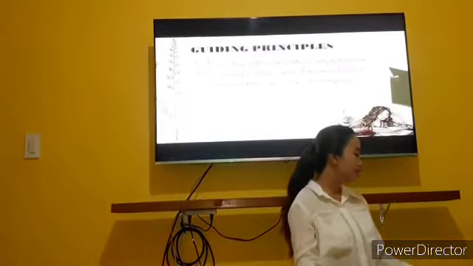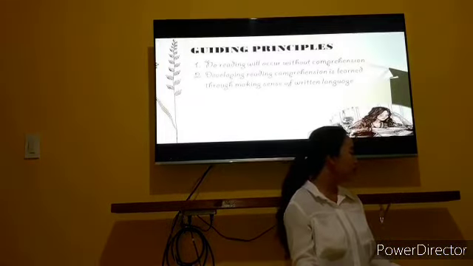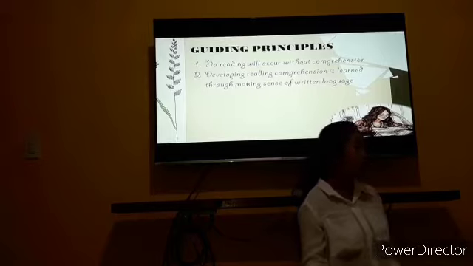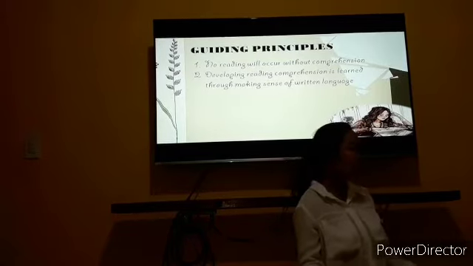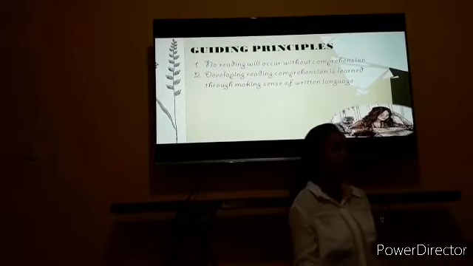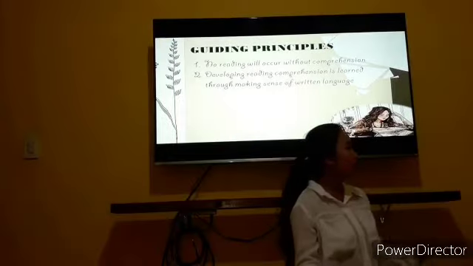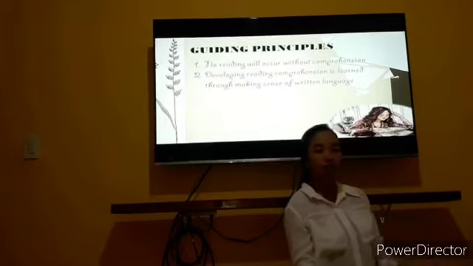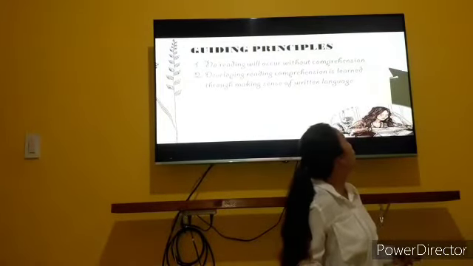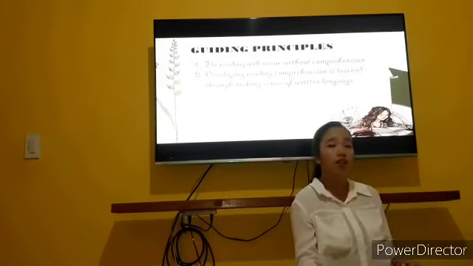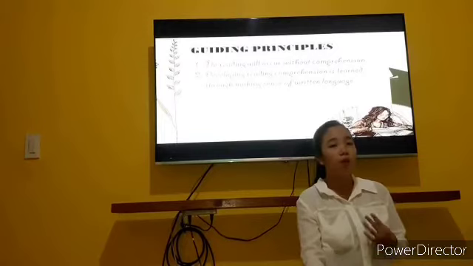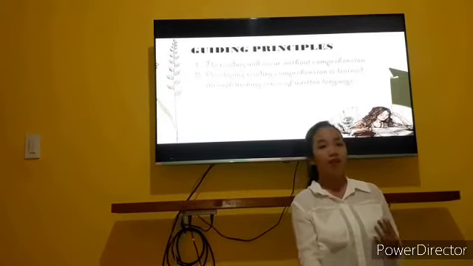Next is developing reading comprehension is learned through making sense of written language. So I think we are practicing it by searching what is the meaning of a certain text or a certain word. We are doing it every now and then, isn't it? Those unfamiliar words, we search them so that we will know what is its meaning.